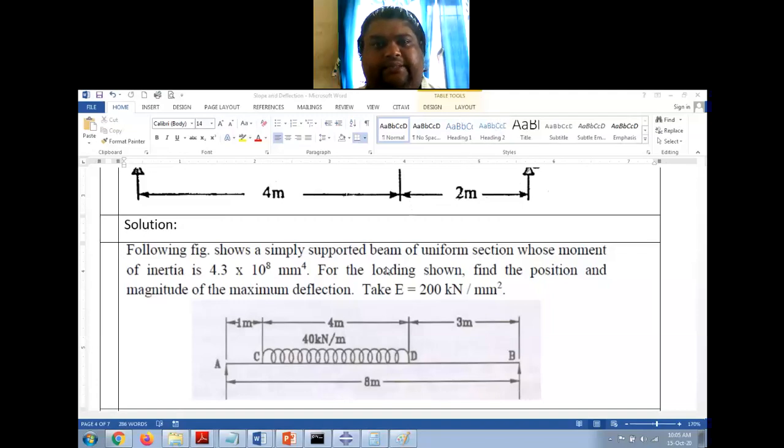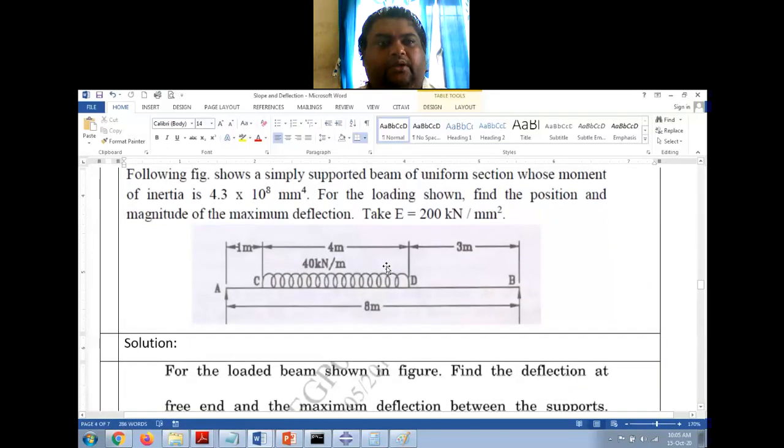Okay, this is an examination problem. The following figure shows a simply supported beam of uniform section whose moment of inertia is 4.3 × 10^8 mm^4. For the loading shown, find the position and magnitude of the maximum deflection. Take E equal to 200 kilonewton per millimeter square.